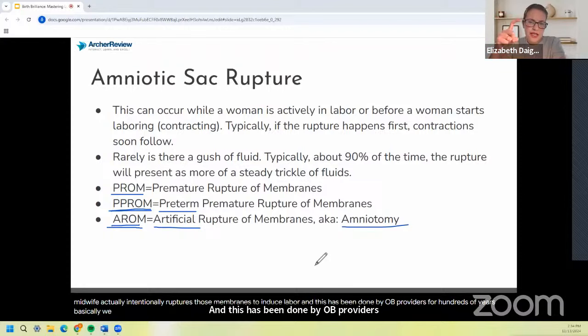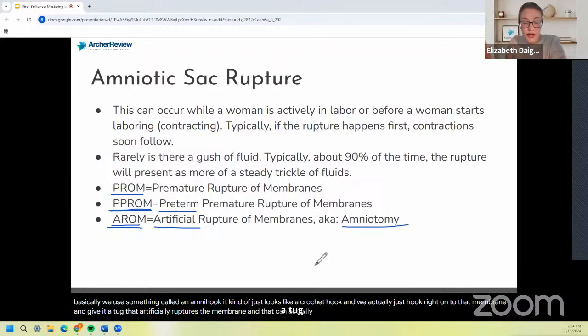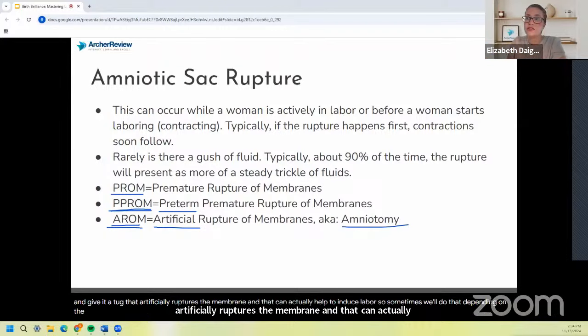Basically, we use something called an amni hook. It kind of just looks like a crochet hook. And we actually just hook right onto that membrane and give it a tug. That artificially ruptures the membrane, and that can actually help to induce labor. So sometimes we'll do that depending on the clinical status of baby and mother.